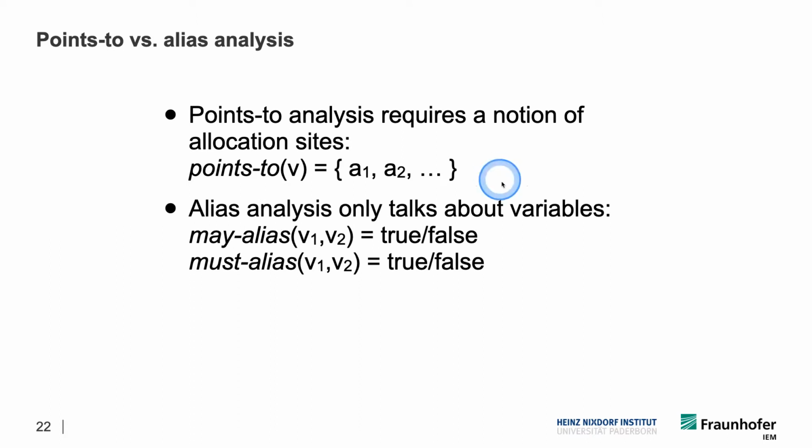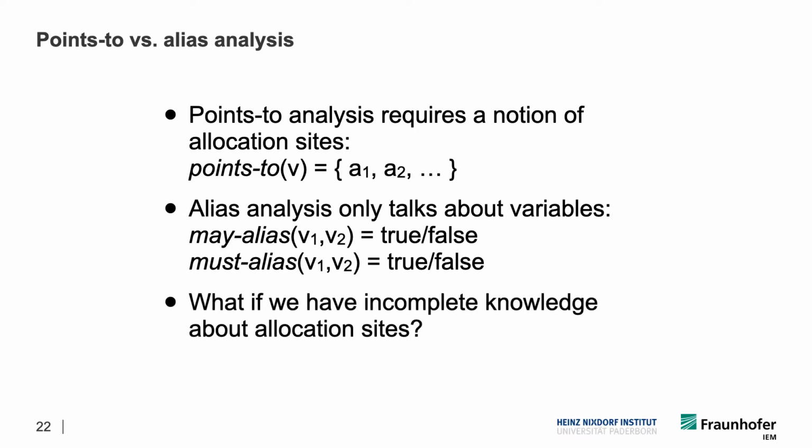Alias analysis, on the other hand, only talks about variables, right? So we give two variables as an input, and it gives you true or false as an output. And this has some advantages if we have incomplete knowledge about allocation sites, because something you don't know, you cannot really use as a result of your computation. And in realistic settings that we are operating in today with these static analyses, it's entirely plausible that there are allocation sites you don't know about.